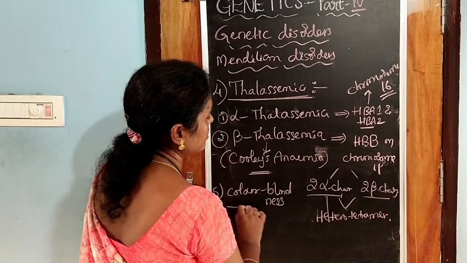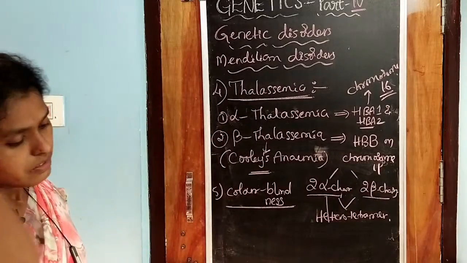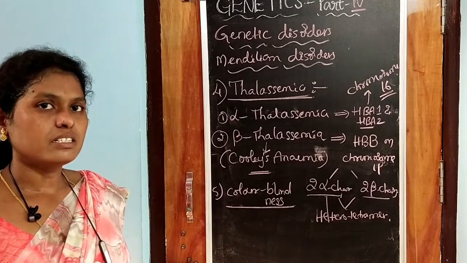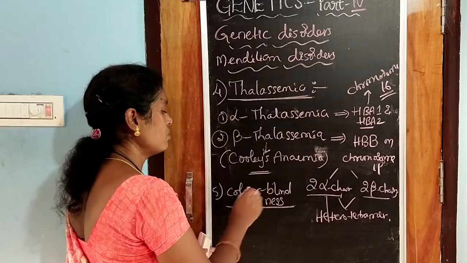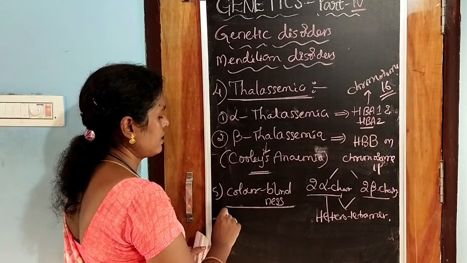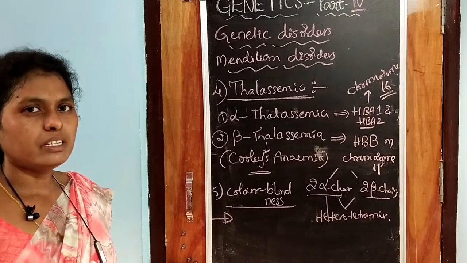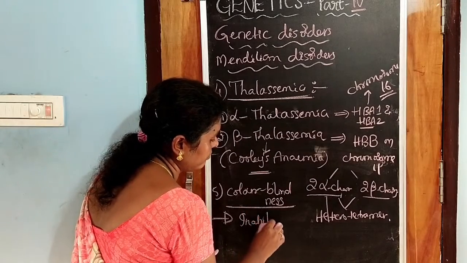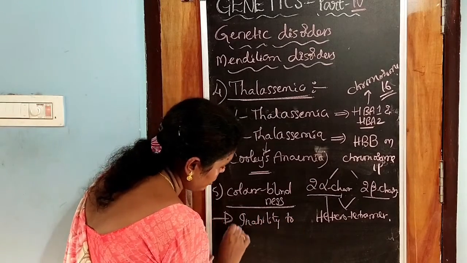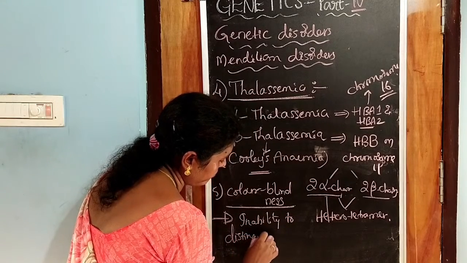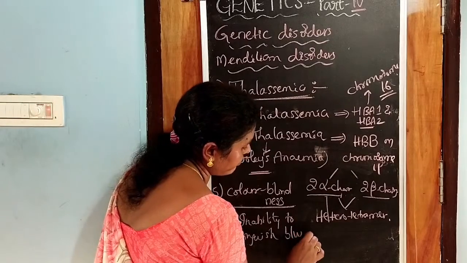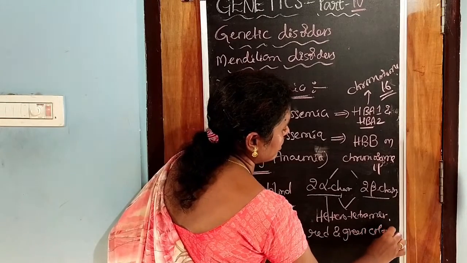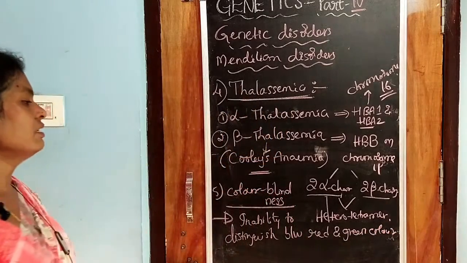Color blindness. In the previous class we discussed this color blindness. It is a recessive sex-linked disorder, right? So what is the character of this color blindness? Inability to distinguish between the red and green color.